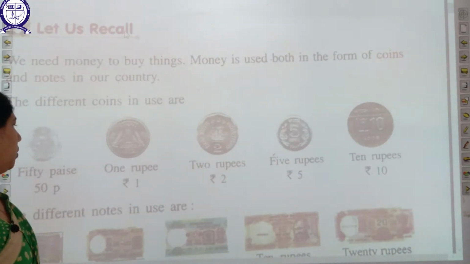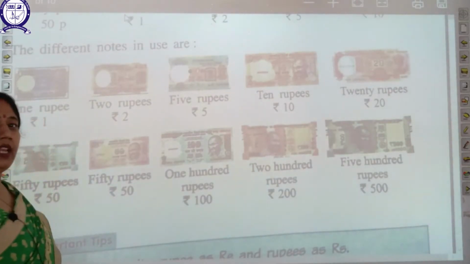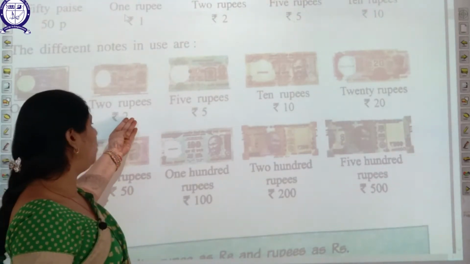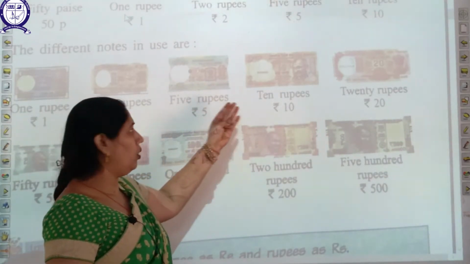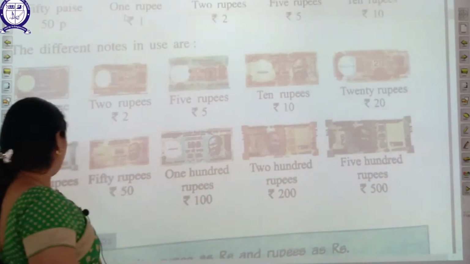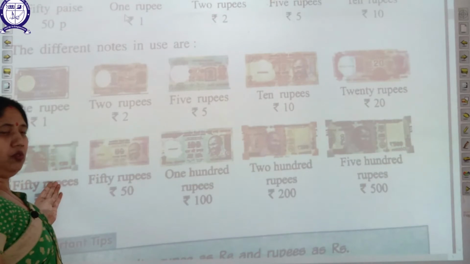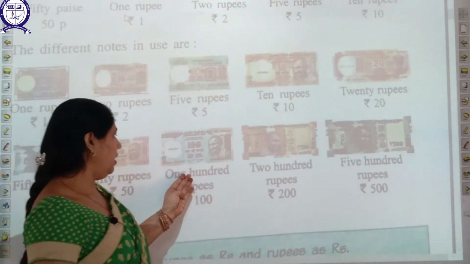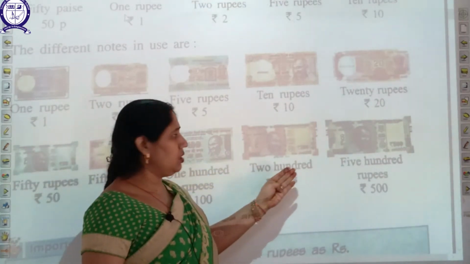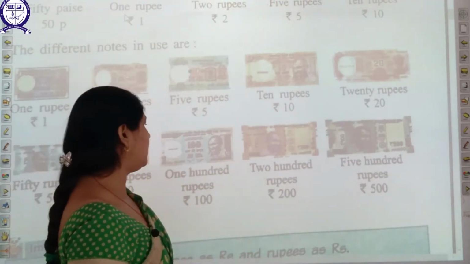The different notes in use are, there are so many notes. 1 rupee note, 2 rupee note, 5 rupee note, 10 rupee note, 20 rupee note, 50 rupee note, that is the new and that is the old one. 100 rupees note, that is the old one. 200 rupees note and 500 rupees note. So these are the notes.